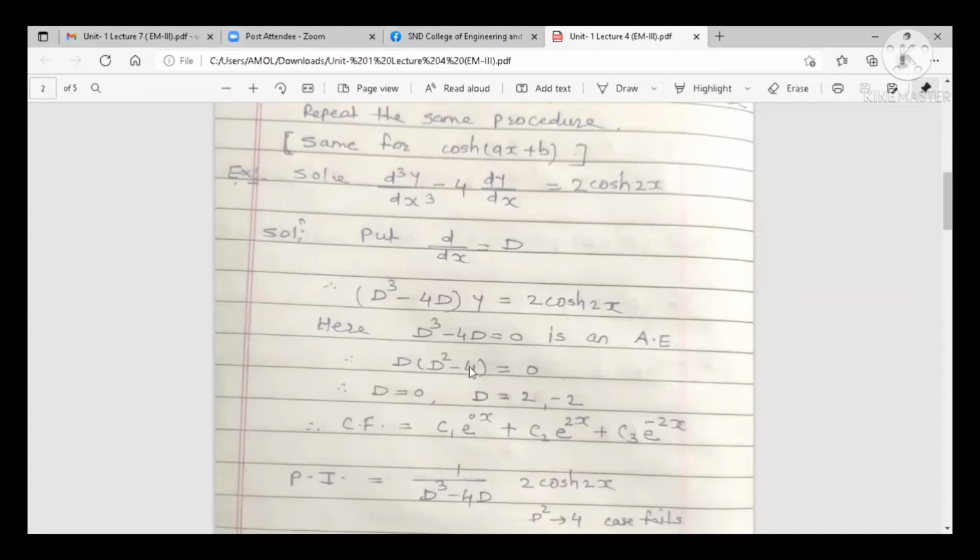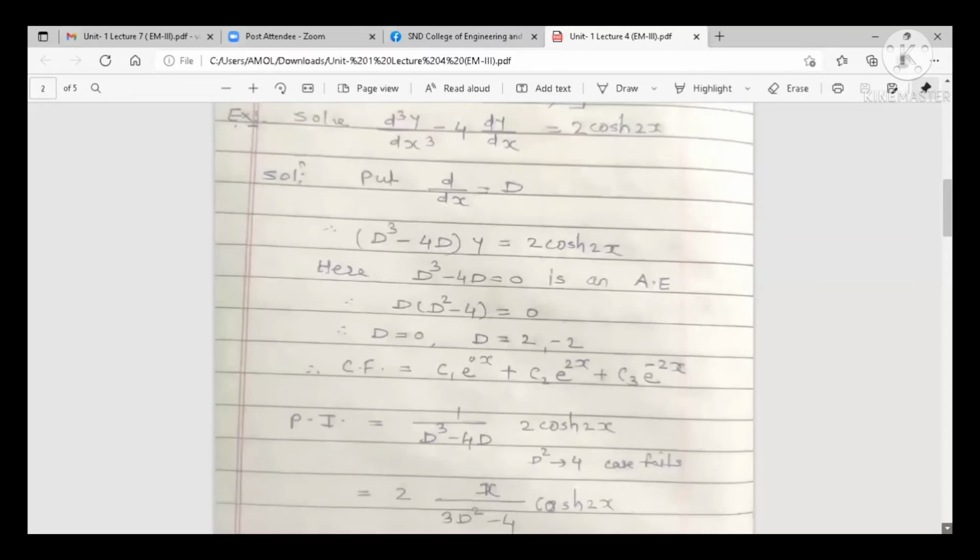And the roots of a square minus b square is equal to 0 are a minus b, a plus b. And so the factors here are d is equal to 0, +2, -2. So there are total 3 factors, 0, 2, and -2. These 3 factors are real numbers and they are distinct. So your complementary function in this case is c1 e raised to 0x plus c2 e raised to 2x plus c3 e raised to -2x.